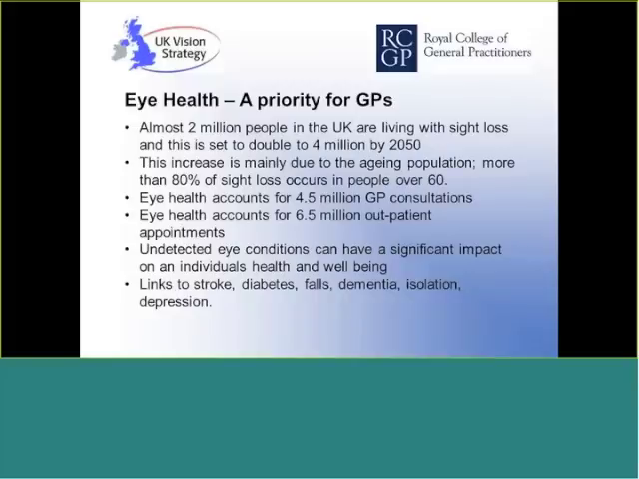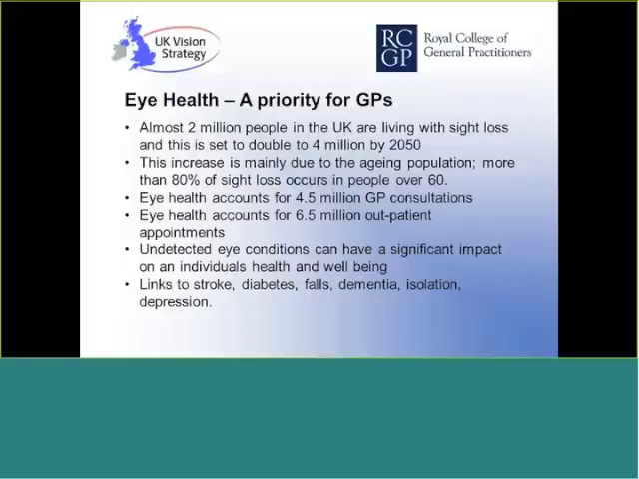Why is eye health a priority for GPs? Well, it's a big priority because there are, at the moment, 2 million people walking around in the United Kingdom living with sight loss. And this is only set to increase to 4 million people by the year 2050. And of course, we know the reasons for that. The reasons are that our population is aging and there's increasing multi-morbidity that we face as general practitioners.